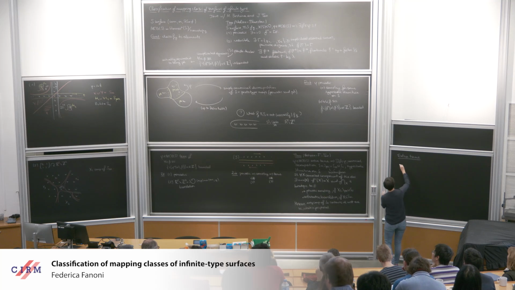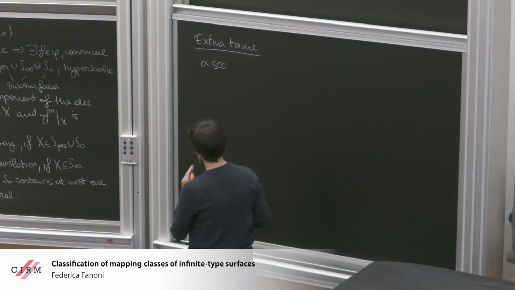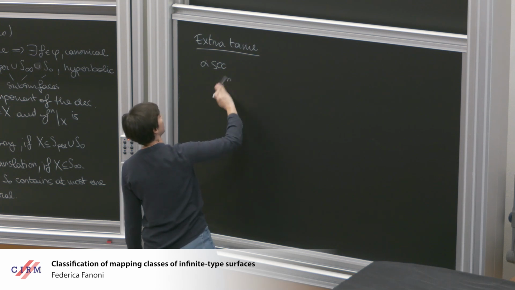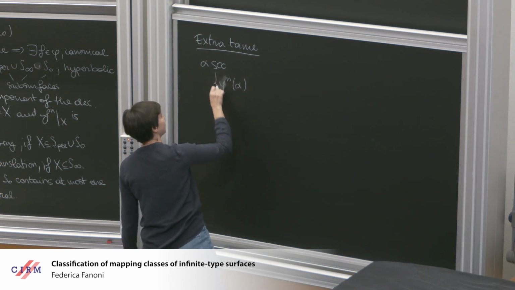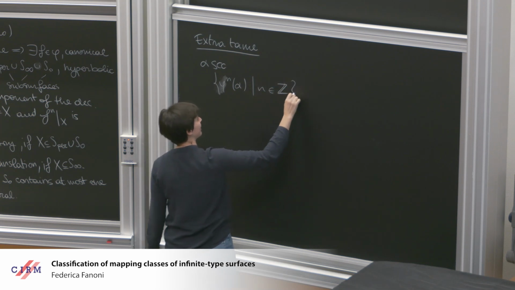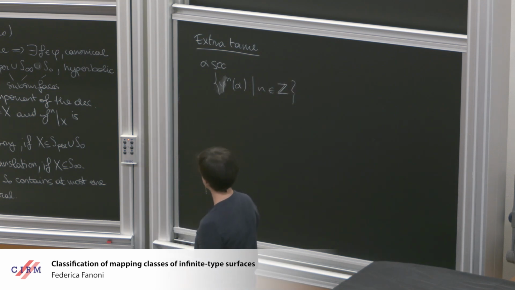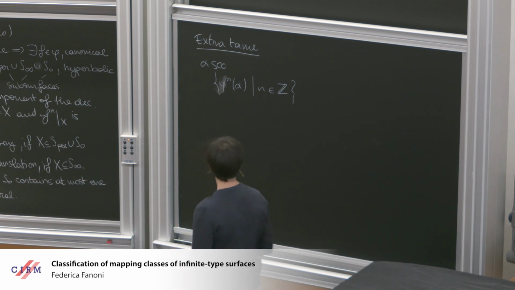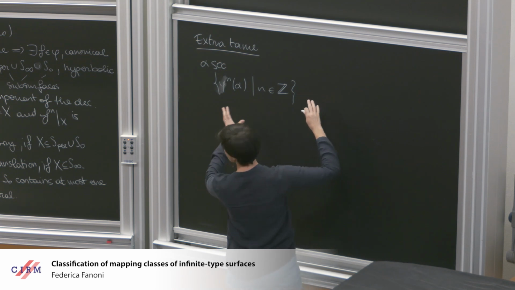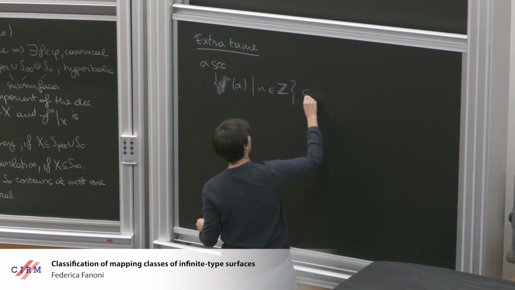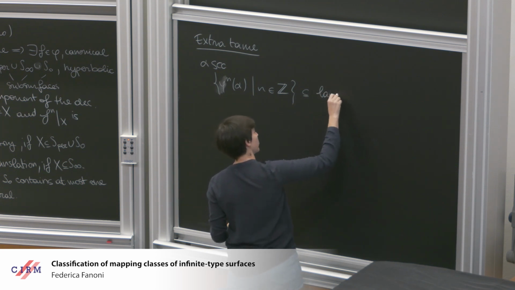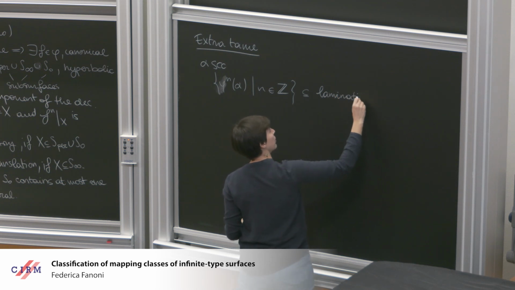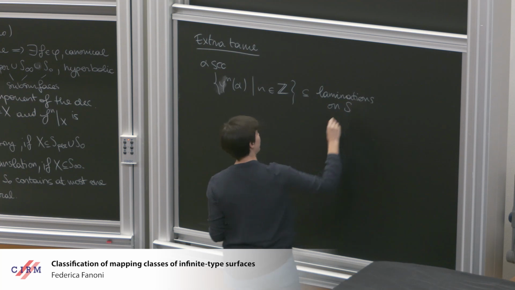Okay, so I pick a curve. What I can do is I can look at all of its iterates. So here I'm cheating a little. A priori, it's just a mapping class, so you just look at some representative. And what you actually want to look at is the geodesic representative of this with respect to some metric. But essentially, you have these things as a potentially infinite subset of the set of geodesic laminations on the surface.